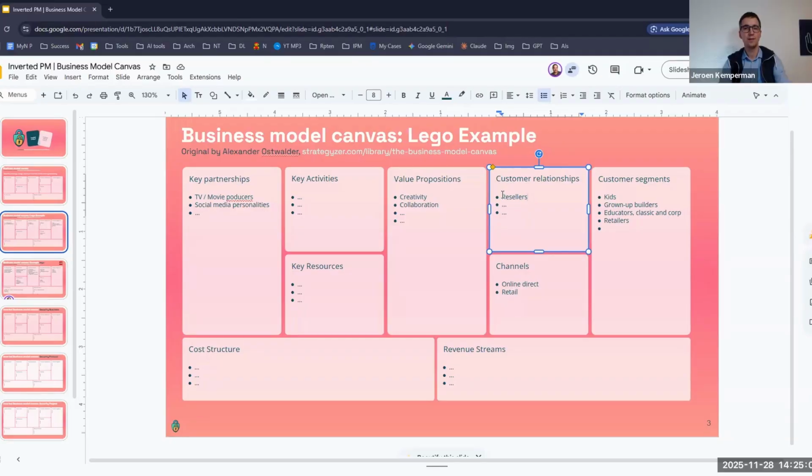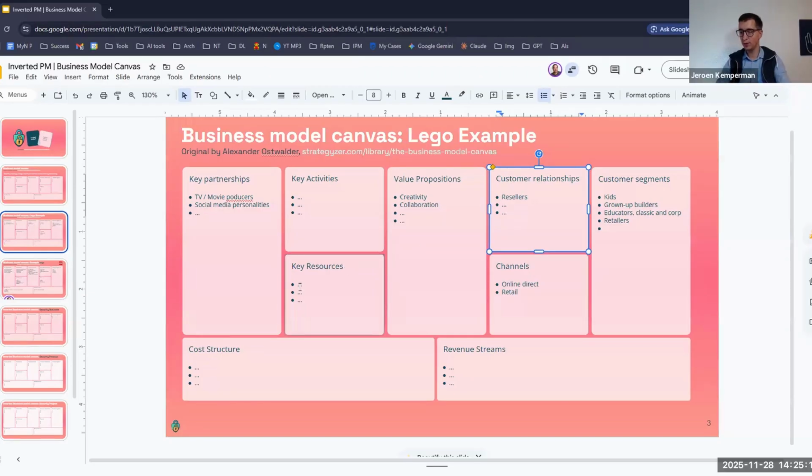I was just saying, to Dario's point, I'm not sure they're official Lego resellers. They just capitalize on the Lego market. So let's just leave it; I'm not sure. Customer relationships, because you can get your Lego through a reseller.